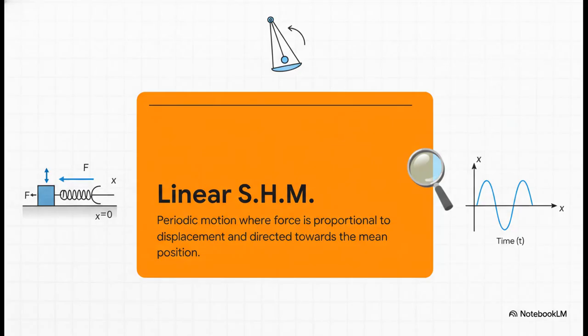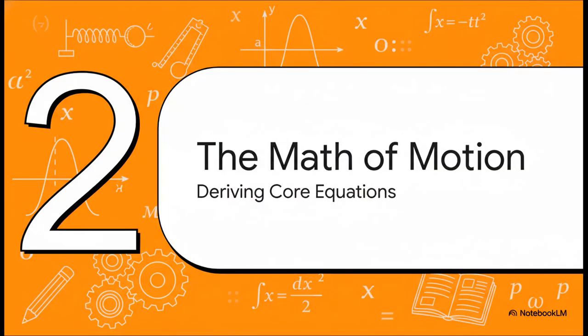And that leads us right to the main event: linear simple harmonic motion. This is the simplest, most perfect form of oscillation you can get. There are two non-negotiable rules for SHM. Rule 1, there's always a force pulling the object back to the center or its mean position. And Rule 2, the further you pull the object away, the stronger that pull back to the center gets. That's it.